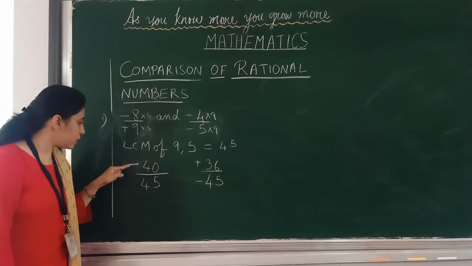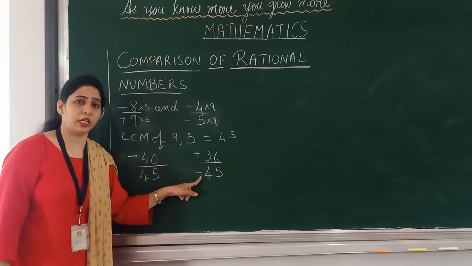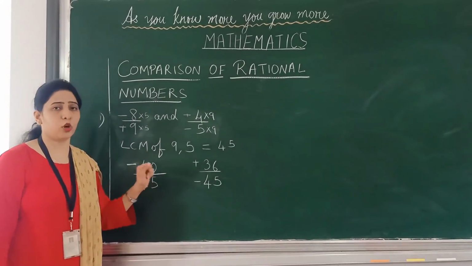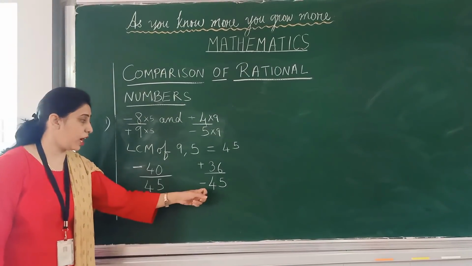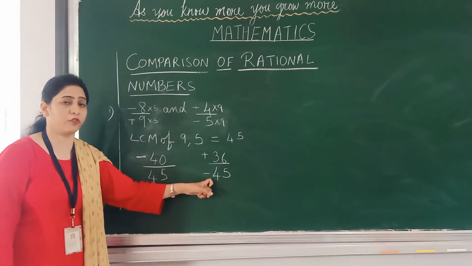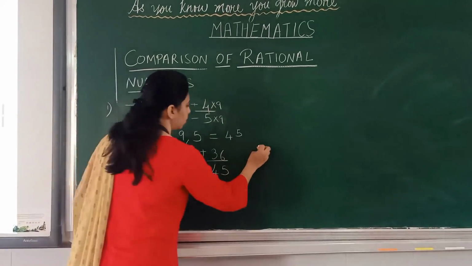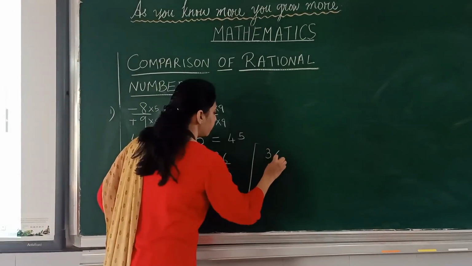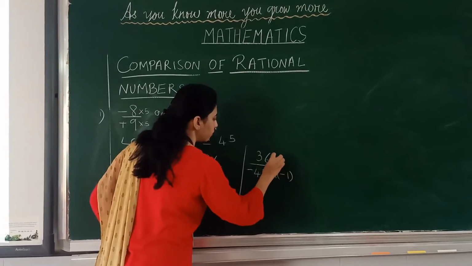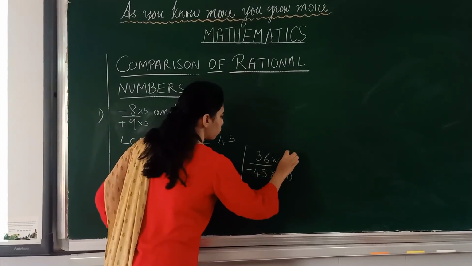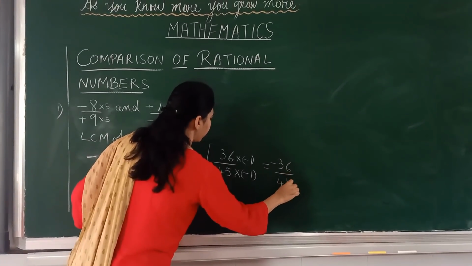Now here it is minus in the numerator, and here the minus sign is in the denominator. We don't want a minus sign in the denominator, so what are you going to do? We have already learned the concept of standard form, so we have to make this rational number a standard form. How? 36 upon minus 45 multiplied by minus 1 into minus 1 is equal to minus 36 upon 45.